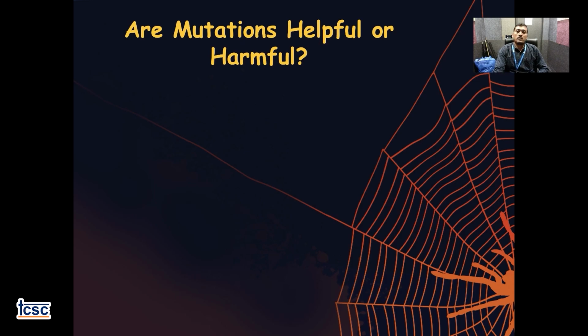Now here is the topic: are mutations helpful or harmful? Most of the time we know mutations are harmful for all of us, right? But sometimes mutations are helpful for us. Why helpful? When mutations occur in animals or individuals, that will be harmful for us. But if they occur in plant cells, then it will be helpful for all of us. So let's discuss it.